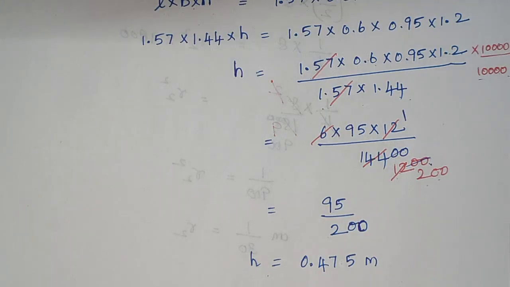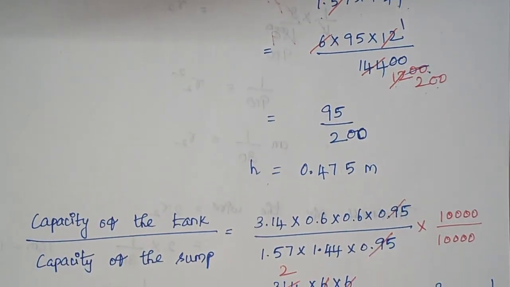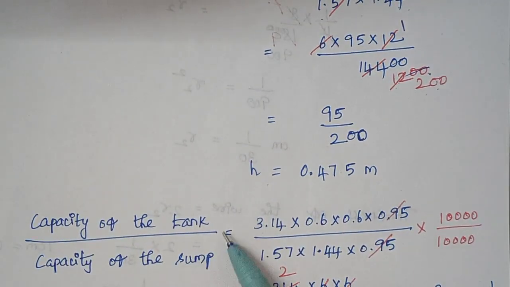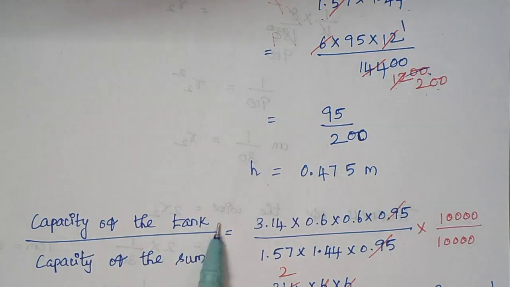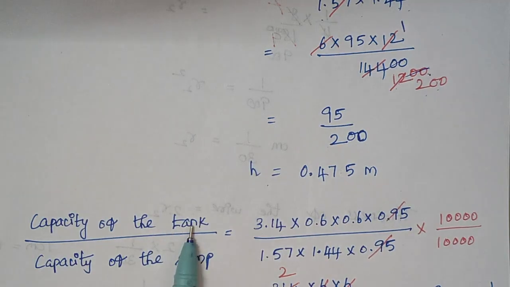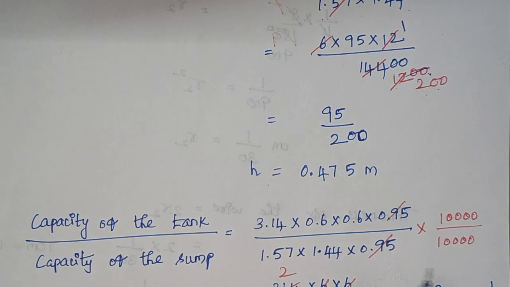Now we are going to compare the capacity, because this is also another part of your question. Compare the capacity of the tank with that of the sump. So capacity of the tank by capacity of the sump. And again it is up to you, you can even write capacity of the sump by capacity of the tank, because that doesn't make any difference. So capacity of the tank is nothing but the volume of the cylinder. So just write down the value. And capacity of the sump is nothing but the volume of the cuboid. So just write down the values.